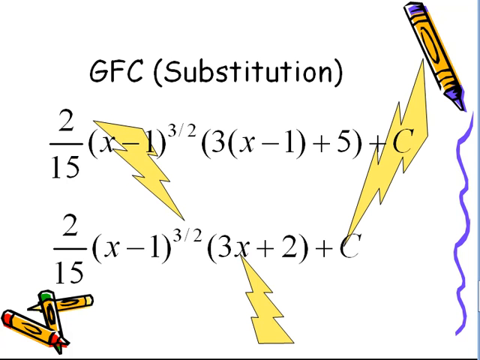Our final step is to substitute back in our x's for our u's. And since we used x minus 1 as our u, we plug that in everywhere there was a u, making our final answer 2/15 times (x minus 1) to the 3/2 times (3x plus 2) plus C.